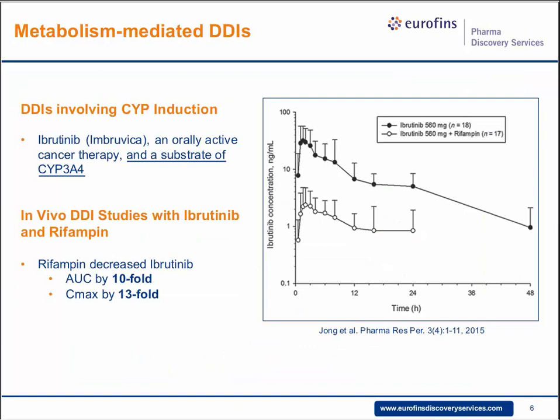This slide shows another example of a clinical DDI mediated through a metabolic enzyme, in this case through induction of a cytochrome P450 and induction of CYP3A4. The drug ibrutinib is an orally active cancer therapy, which is a substrate of CYP3A4. And in the clinical setting, when this drug is administered with a potent 3A4 inducer, rifampin, the increased CYP3A4 levels result in increased metabolism of ibrutinib and a corresponding decrease in the AUC by a factor of 10 and the Cmax by a factor of 13. And on the right, you see the dramatic decrease in the AUC profile when rifampin is co-administered with this drug.